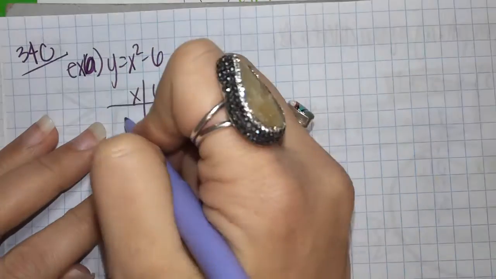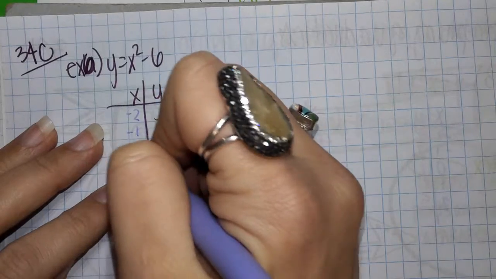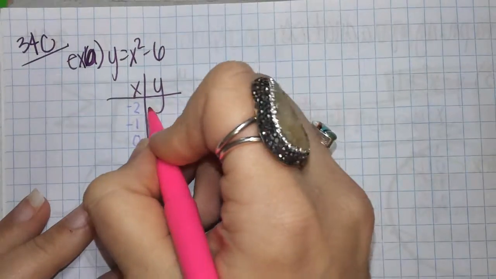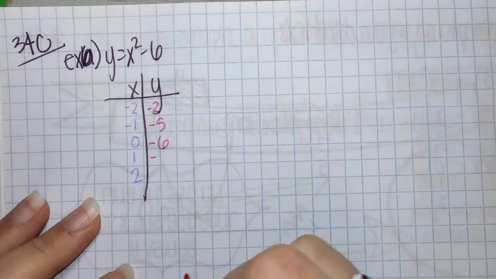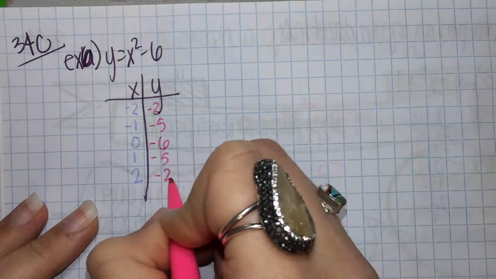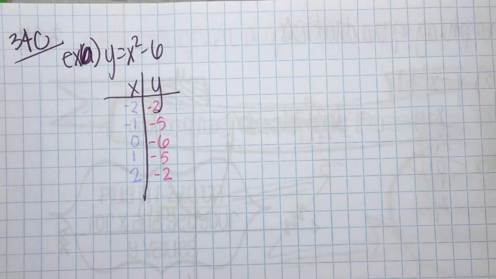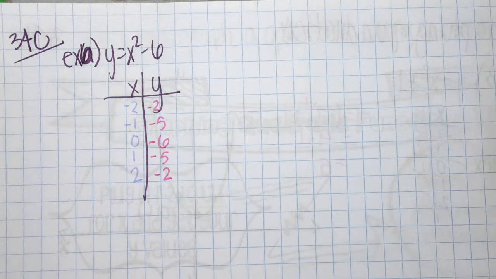Then you write -2, -1, 0, 1, 2. Okay. And then what did you get for your Y values? I got -2, -5, -6, -6, and -2. Yes. Should have had 2 -5s. Yeah, that's it. Okay, yes.